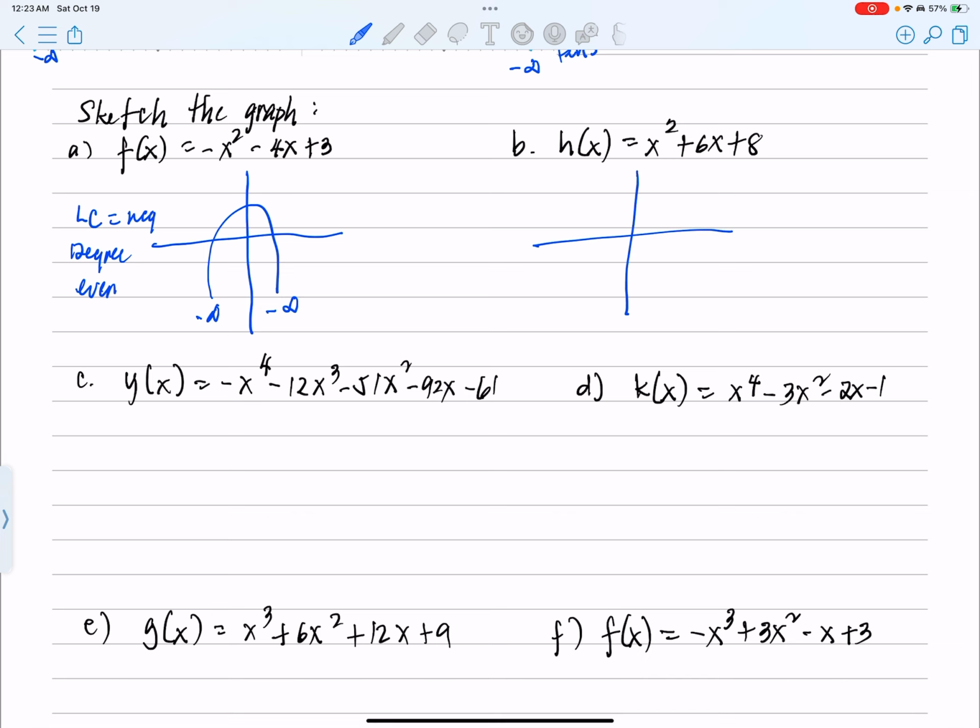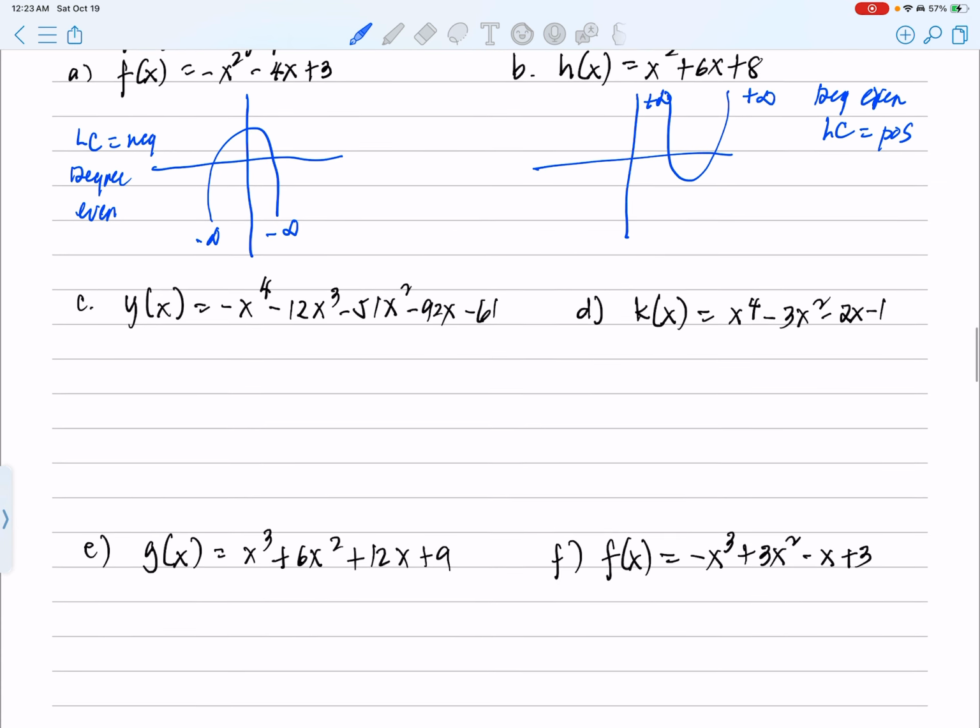In letter B, you have the degree even, second power, and the leading coefficient is positive. Positive, even. What does it say? It rises both left and right. Maybe I could have my graph go that way. So this is positive infinity, positive infinity. For that, the graph faces up.